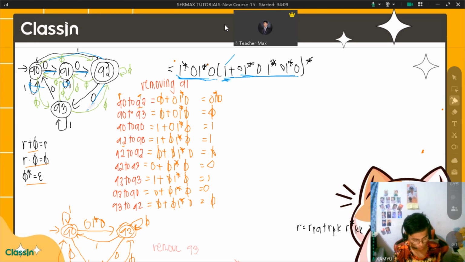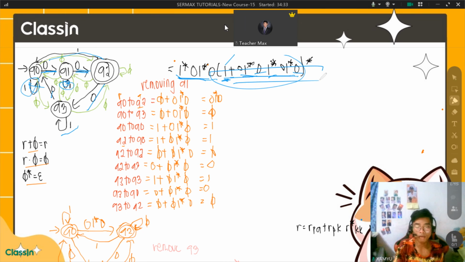0 and then 1, correct, star, and then 0. This is here, 0, then 1 star, this one, and then 0, this one, and 1 star again, this one, and 0, this one, and of course, looping because it will loop over and over again. So this is acceptable for this value. So therefore, this is our regular expression for this accordingly.